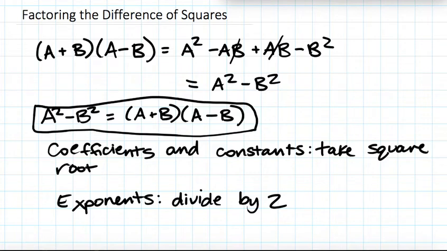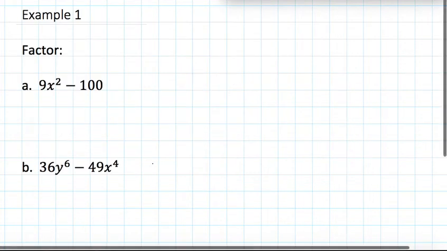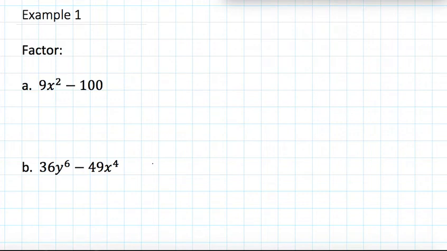So let's take a look at example 1. There's two problems here. And what you notice in these difference of square problems is that the numbers in the problem should be perfect squares. So we have 9, we have 100, we have 36, we have 49. I know that those numbers are the result of squaring other numbers. And then there's always going to be a minus sign in the middle. If it were a plus sign in between the two terms, then you can't use this. It only works if there's a minus sign.